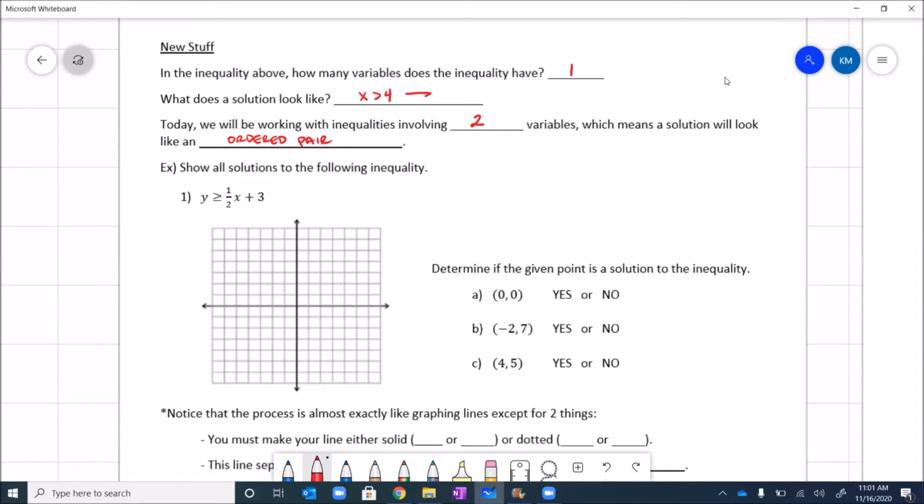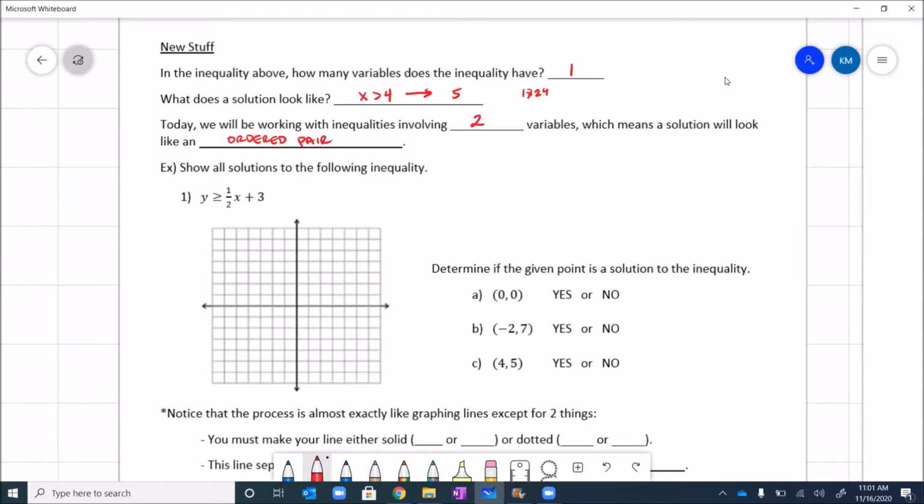Because in our solution before, we had x is greater than 4. There was any number that was greater than 4, so we could say 5. We could say 1,824. These are all different solutions. Because our solution is going to have an ordered pair, any point that makes it work is going to be a solution.